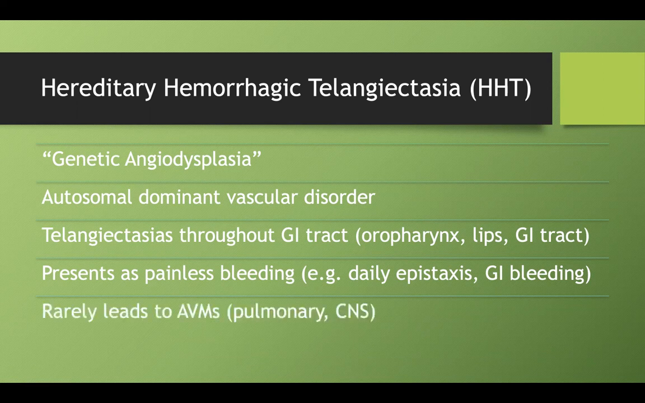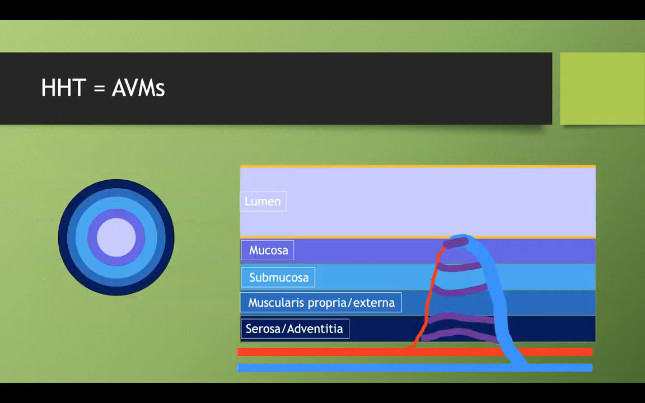And it can lead to arteriovenous malformations in the lungs and CNS. What happens there is that you can actually have these connections that shouldn't really be forming, directly from the artery to the vein, and that can cause a whole host of problems as well.